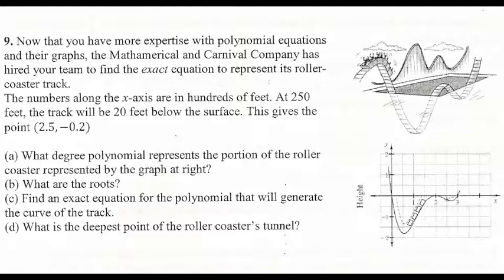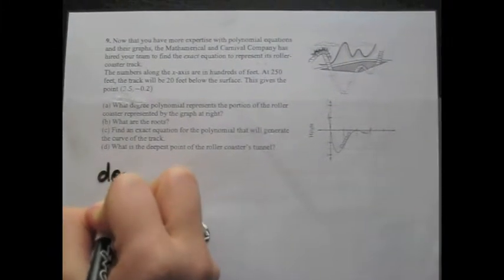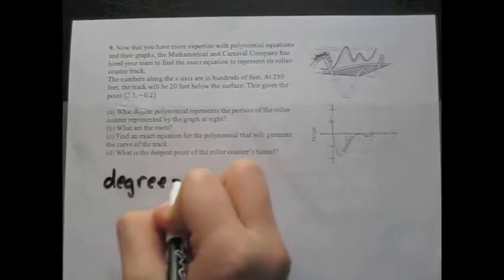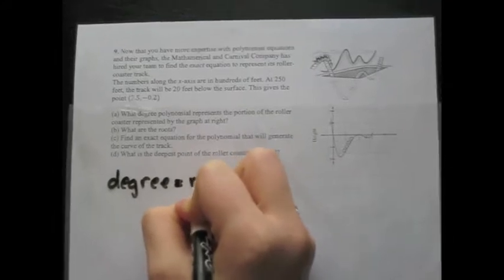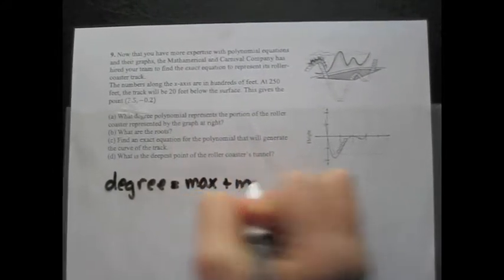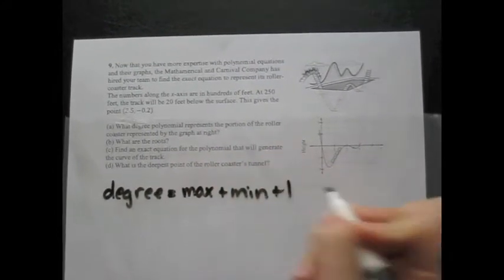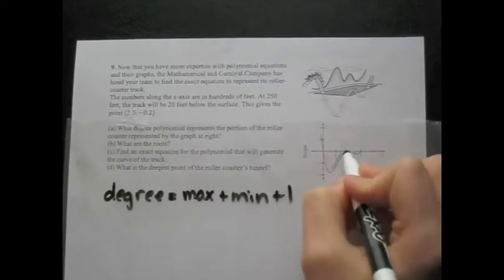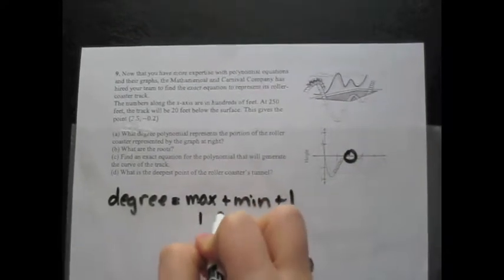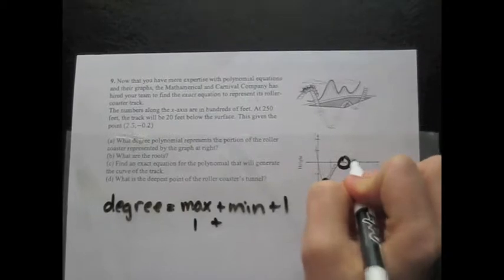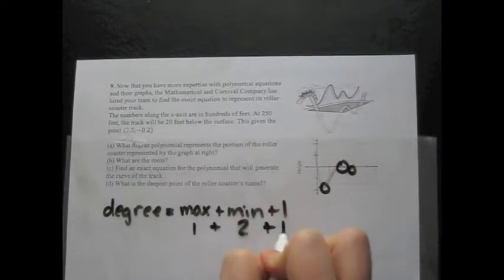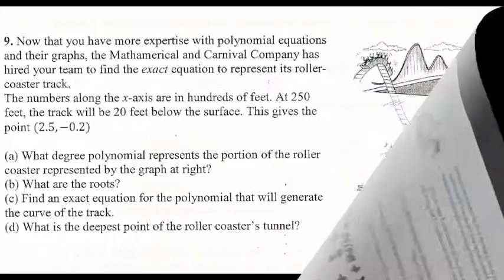A. What degree polynomial represents the portion of the roller coaster represented by the graph at the right? To find the degree, count the number of extrema, or maximums and minimums, and add 1. So in this case, we have 1 maximum and 2 minimums, plus 1 to get a degree of 4.